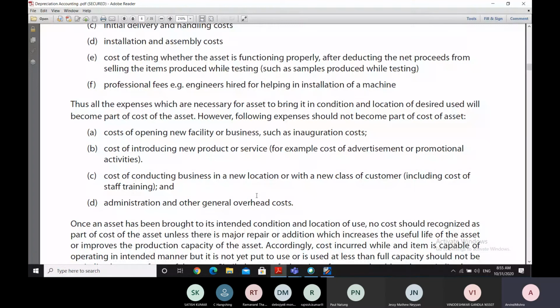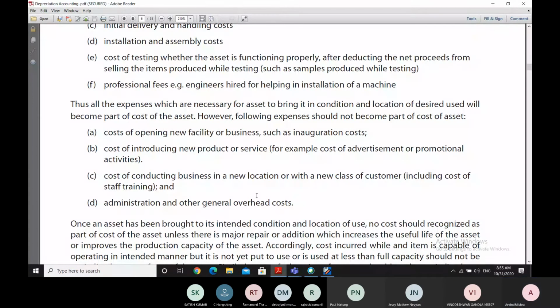Then any cost which is incurred for introducing new product or service. For example, the cost of advertisement or the promotional activities, they will also not be included in the cost of the asset. Whatever advertisement is done or whatever promotional activity is done. As part of promotional activities, some samples may also be distributed of the new product or the service. All those things will not be included in the cost of the asset.